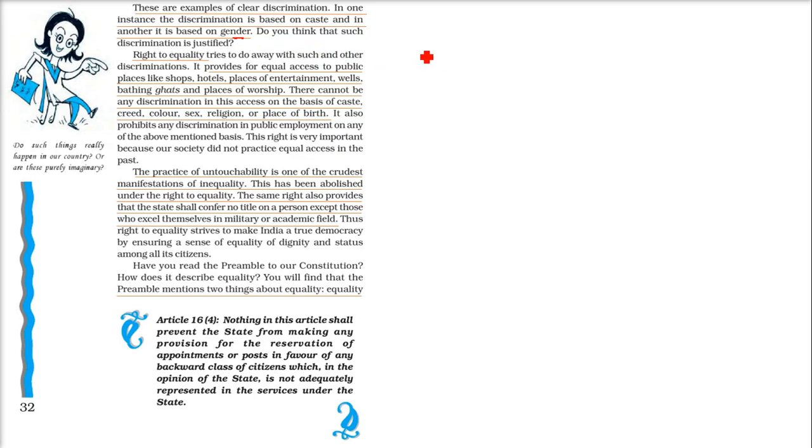So the right of equality provides equal access to public places like the shops, the hotels, the places of entertainment, the wells, the bathing huts, the places of worship. All these should have equal access for anyone. So there cannot be any discrimination in access on the basis of any caste, any creed, any color, any sex, any religion or place of birth. This is the right to equality.